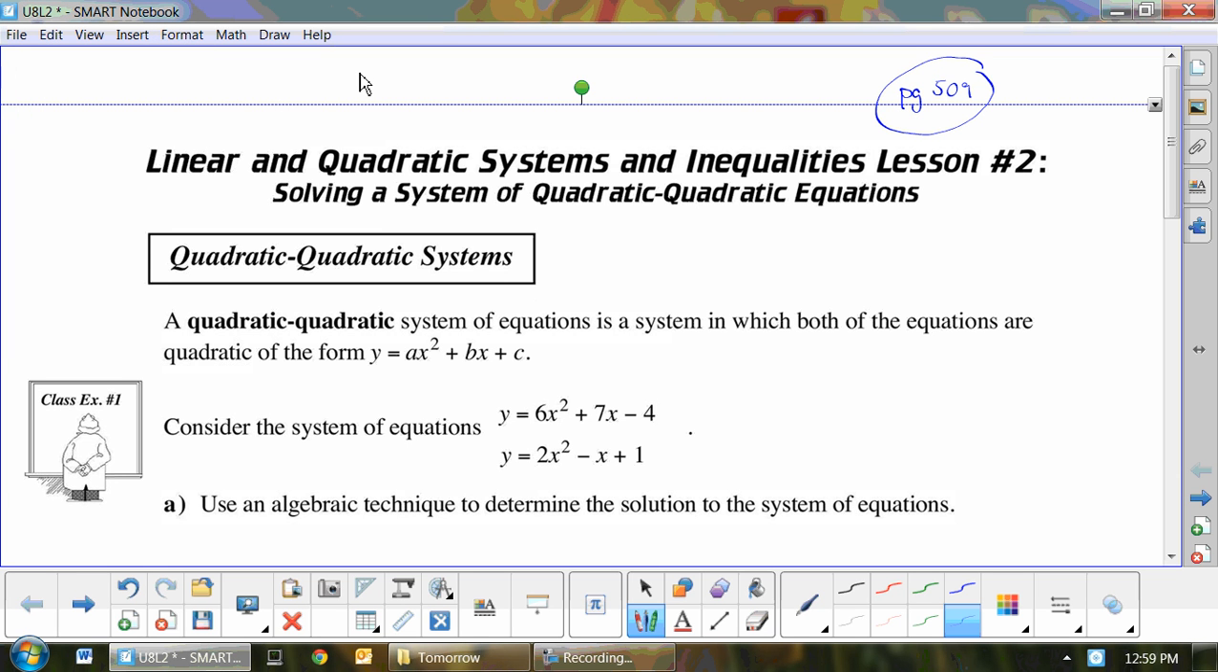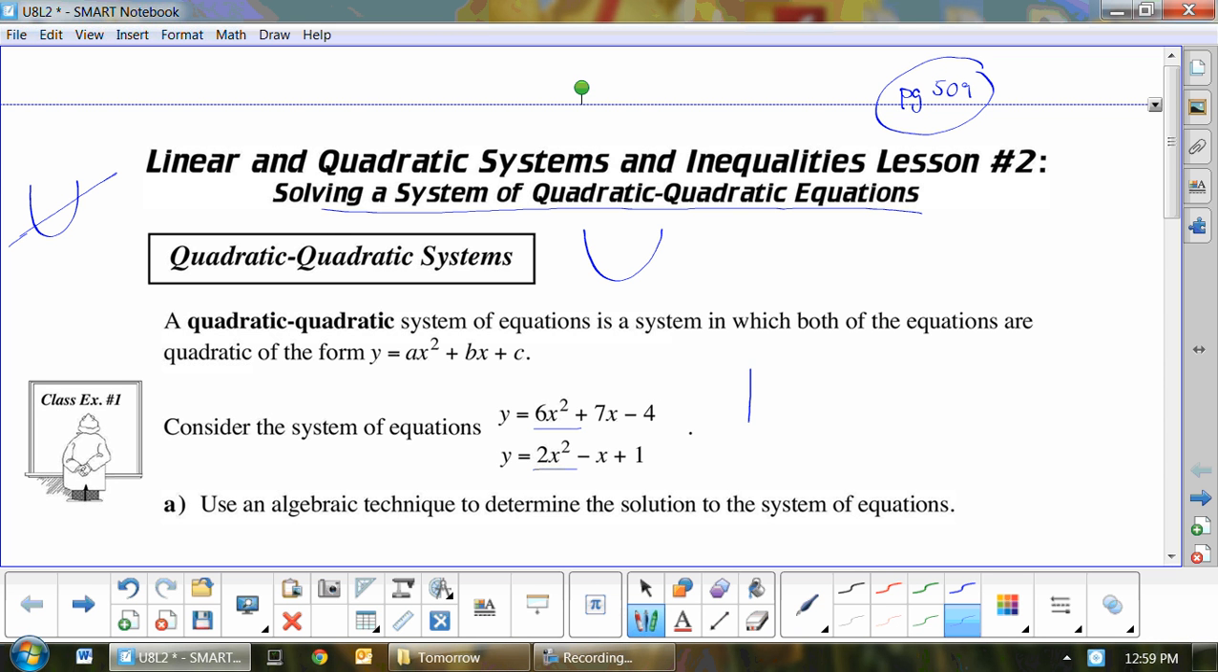Okay, so lesson number 2 is solving a system of quadratic and quadratic equations. If we remember from Friday's lesson, that was linear quadratic equations. And so that was when we had a case like this, right? It's a linear line and a quadratic line. Today's quadratic, so that just means we're going to be dealing with 2 quadratic equations, which means they have an x squared.